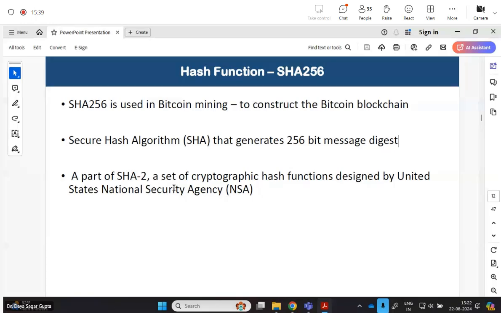Now it is a part of SHA-2. It is a set of cryptographic hash functions designed by the United States National Security Agency. So yes, the US NSA has basically designed this cryptographic hash function for some security purpose.